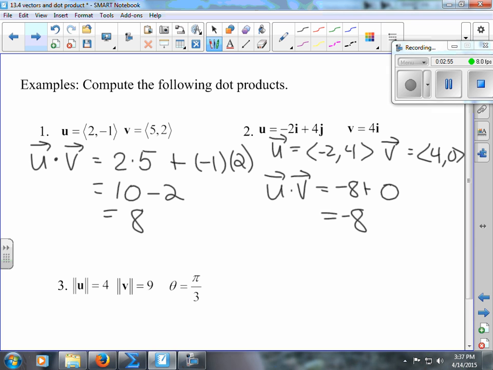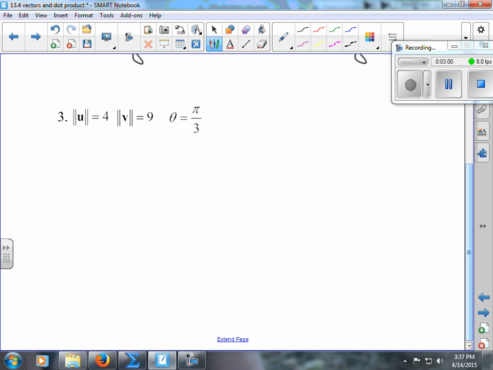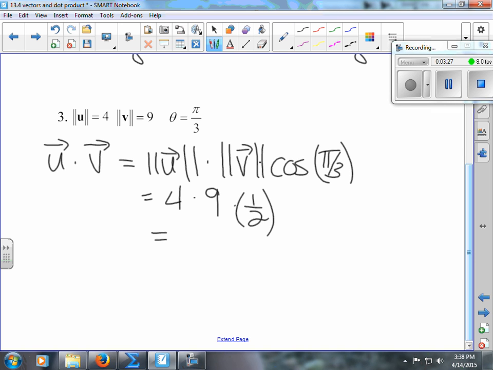All right, and then in this last one, I'm going to use the second definition of dot product, in which the dot product between the two vectors u and v is the magnitude of u times the magnitude of v times the cosine of the angle between them, pi thirds. To do that, I just need to fill in. The magnitude of u is 4, the magnitude of v is 9, and the cosine of pi thirds is 1/2. And so this answer is 18.